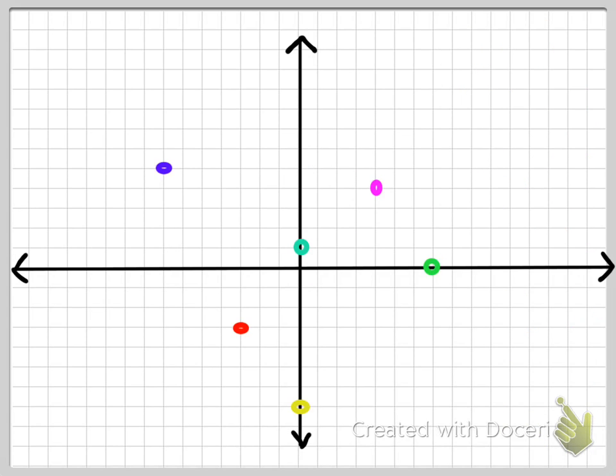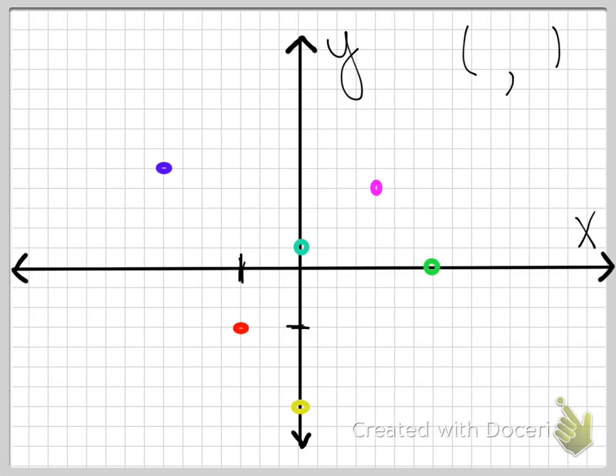All right, so now we're given some points. Let's see if we can name the points with the coordinates. So the red point. We want to name the red point. Remember, this is x, this is y, and we want to write x first, then the y. So I go left 3 and down to the 3.